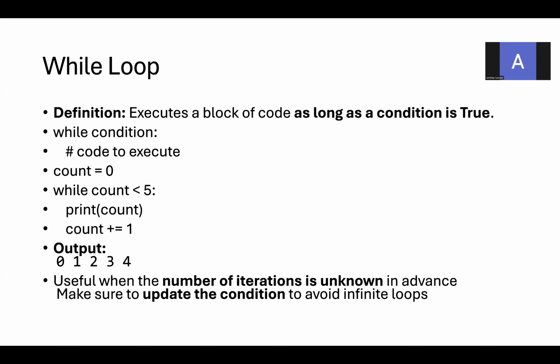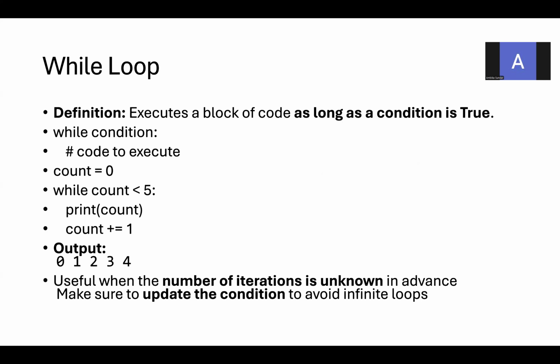Print 0. Next time increment to 1. 1 less than 5. True. Print 1. Next time the count will be 2. 2 less than 5. Print 2. Now increment the count to 3. 3 less than 5. Print 3. Next time the count will be 4. 4 less than 5. True. Increment 5. 5 less than 5. False. The program will come out.